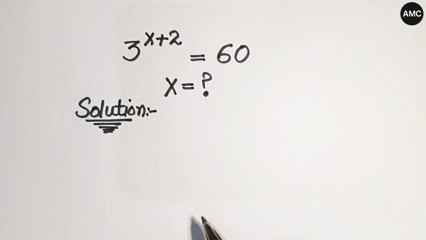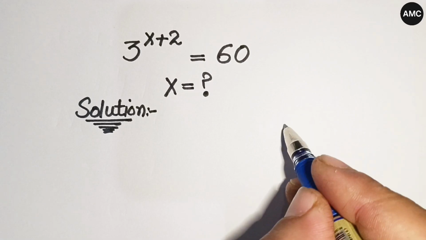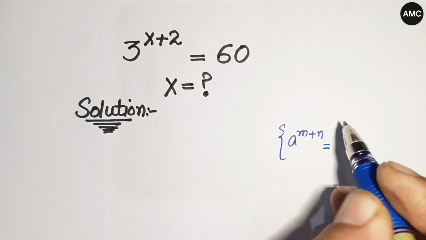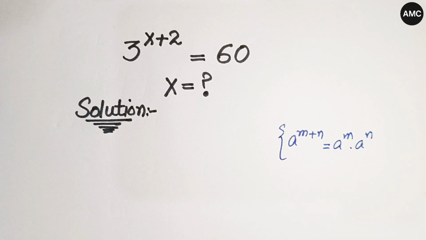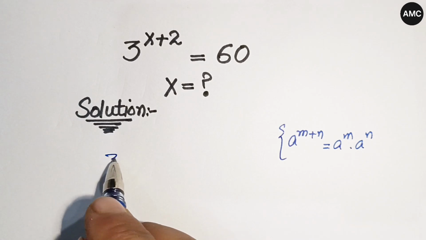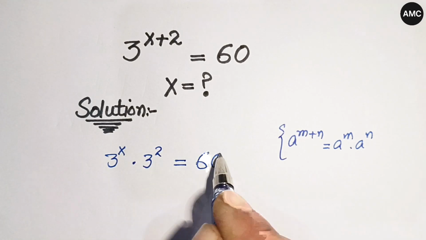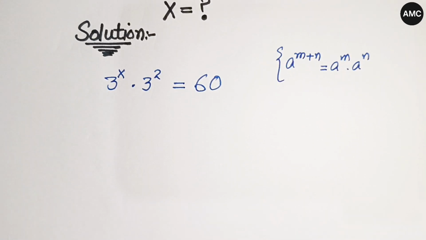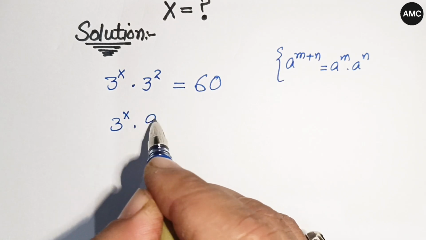Now starting our solution. First of all, we see that here we can use an algebraic identity. As we know, if we have a to the power m plus n, that can be written as a to the power m times a to the power n. So applying here, we will get 3 to the power x times 3 to the power 2, that is equal to 60. Now here, 3 squared is equal to 9.